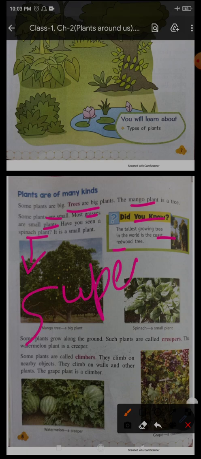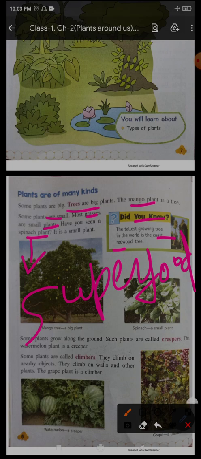Spinach, it is called superfood. Do you know why it is called superfood? Because it is loaded with tons of nutrients. Nutrients means all the components of food that we need for our growth, for energy, for survival on earth. All these nutrients are present in this spinach. That's why it is called superfood.